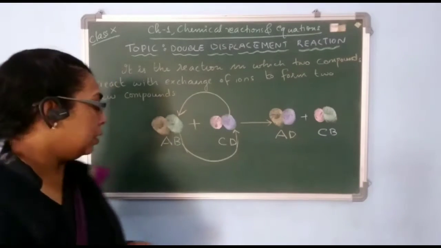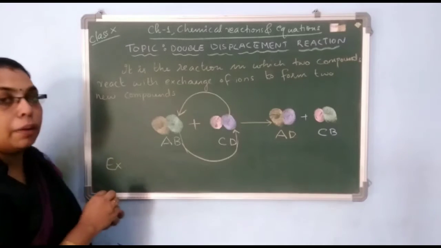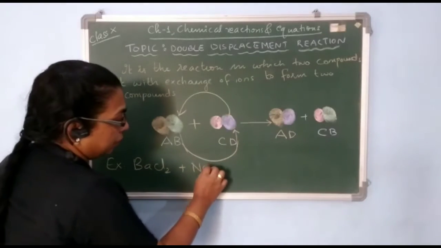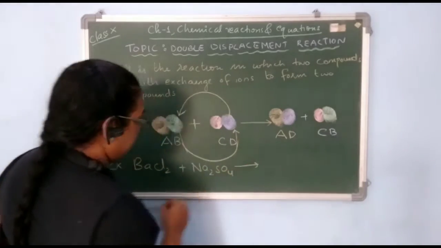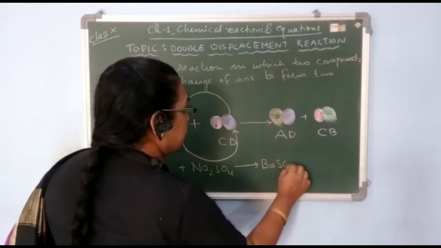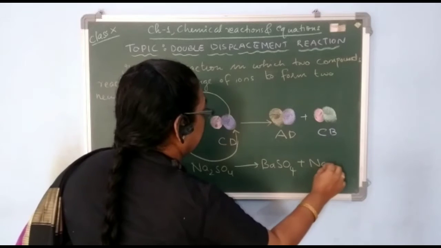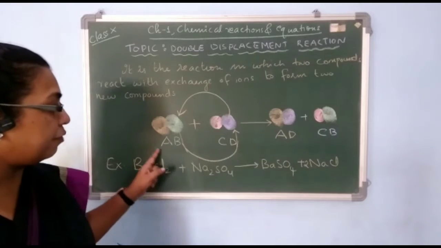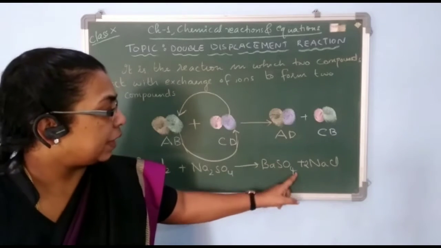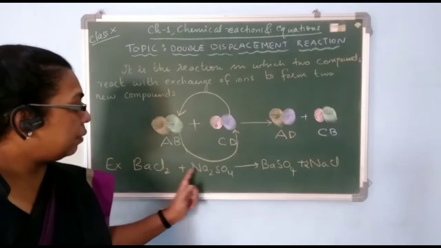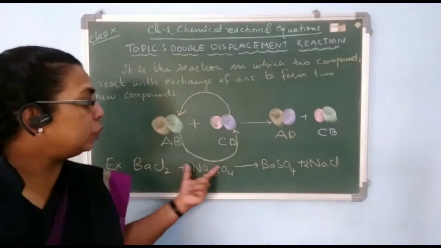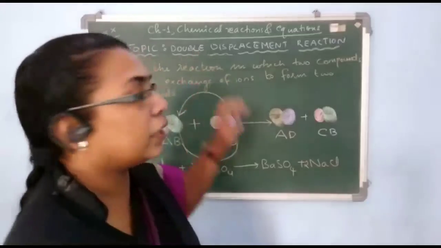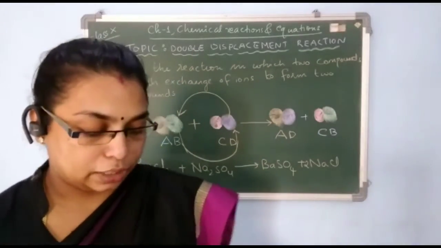Let us see an example. Barium chloride reacts with sodium sulfate, Na2SO4, and we will get barium sulfate plus sodium chloride. Did you see here? On the reactant side we have barium chloride and on the product side we have barium sulfate. The sulfate is coming from the other compound. So these two have mutually exchanged the ions and we got two new products. This type of reaction we call a double displacement reaction.